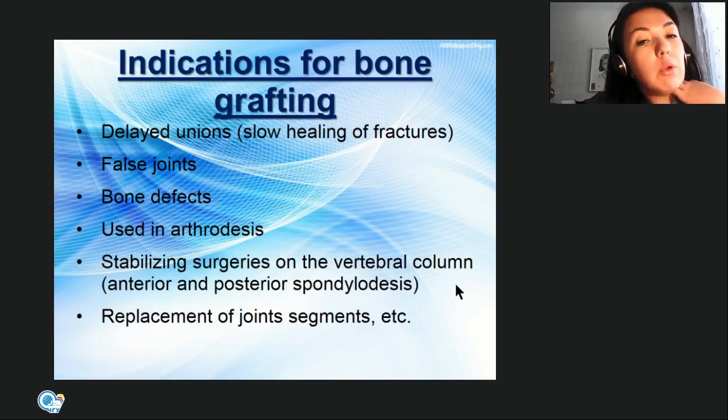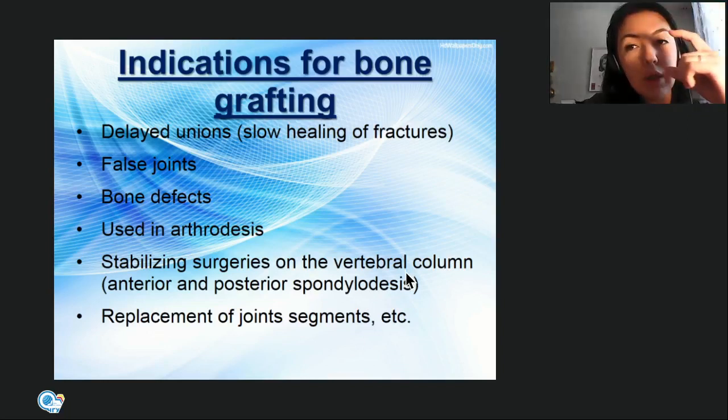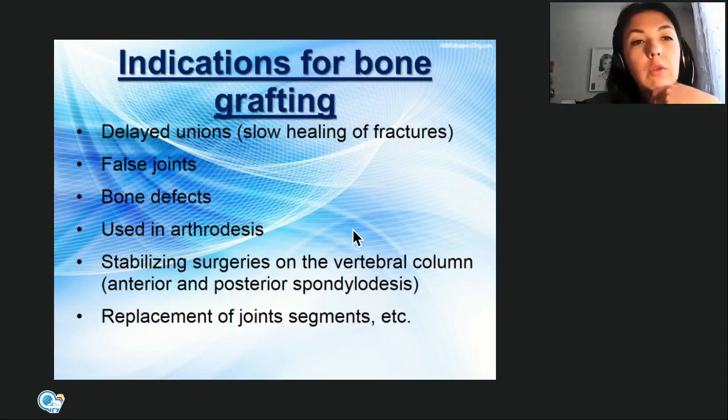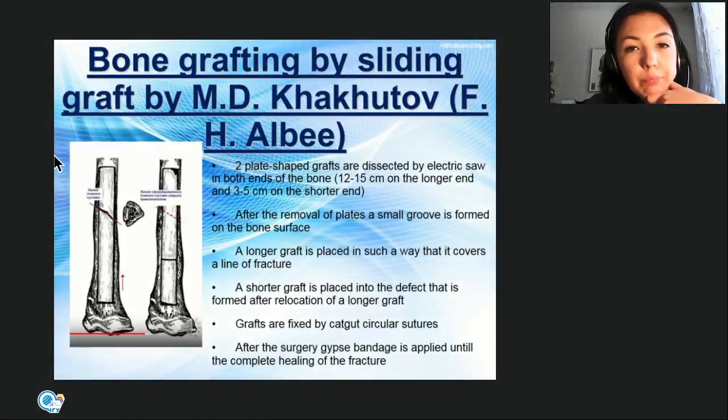Stabilizing surgeries on the vertebral column, anterior and posterior spondylodesis. When we need to provide immobility of some parts of the vertebral column due to some diseases, we also take some part of the bone and fix it between two vertebrae, and it will be on the anterior surfaces, or maybe on the posterior surfaces in the arches. It will be anterior or posterior spondylodesis. Replacement of joint segments, and other cases.